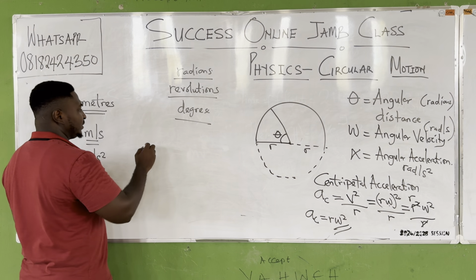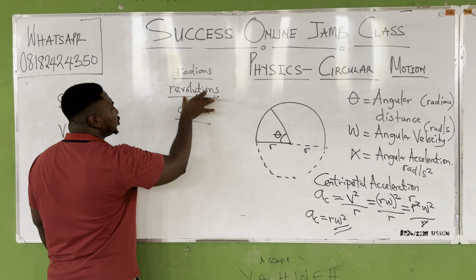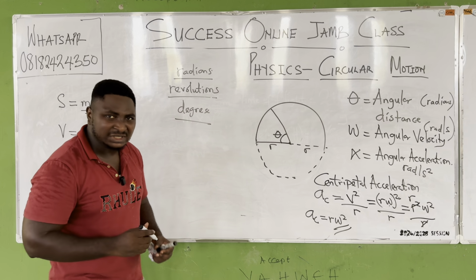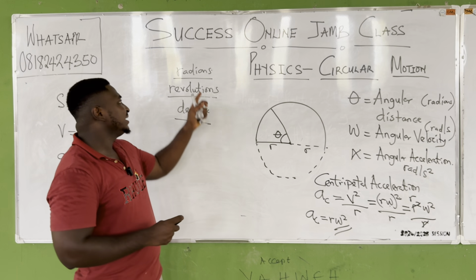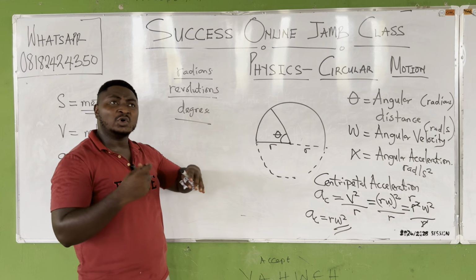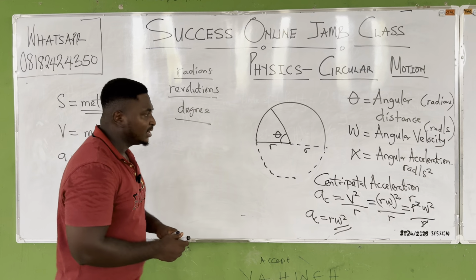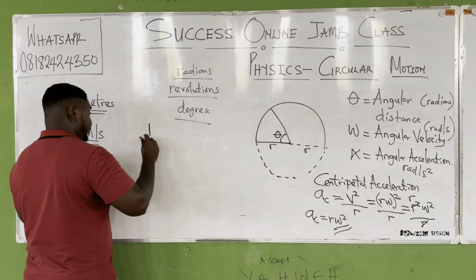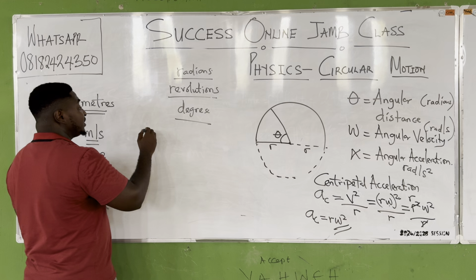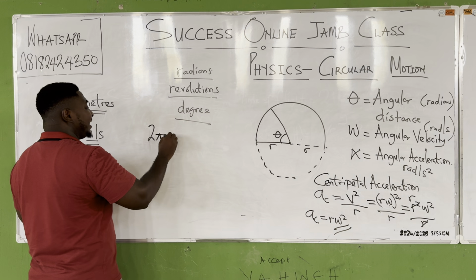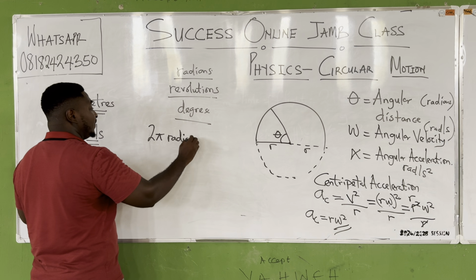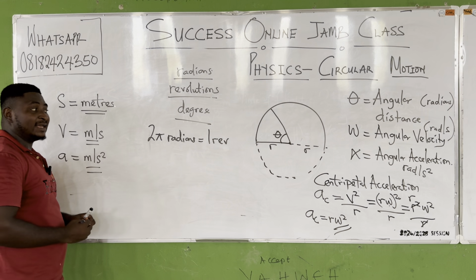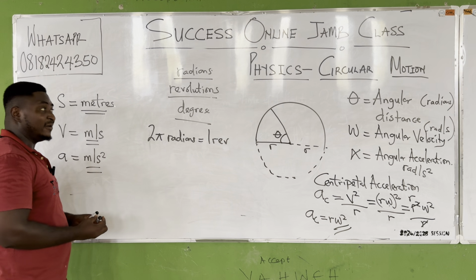Now, please take note. In case you are given your angular distance in revolutions, never use it to solve, because revolution is not the accepted unit of measurement for angular distance. It is radians. So you need to convert it from revolutions to radians. What is the conversion unit? The conversion unit tells us that 2 pi radians is equivalent to 1 revolution.